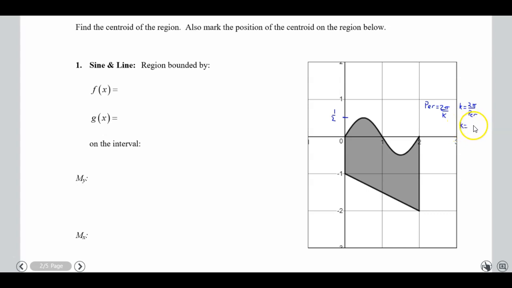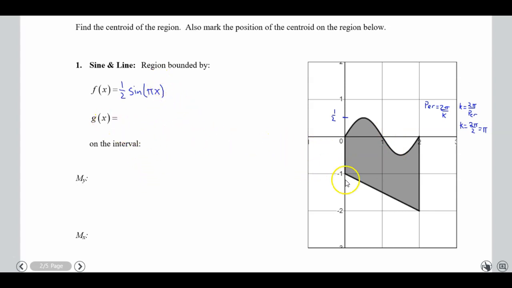So I'll just write it out. k is 2 pi over our period 2. It's going to be pi, and this is the value that gets multiplied by the x in the sine function. So far we have 1/2 sine of pi x, and there's no left or right shifts, so we don't have to worry about that. There's no vertical shifts, so we'll call that function good.